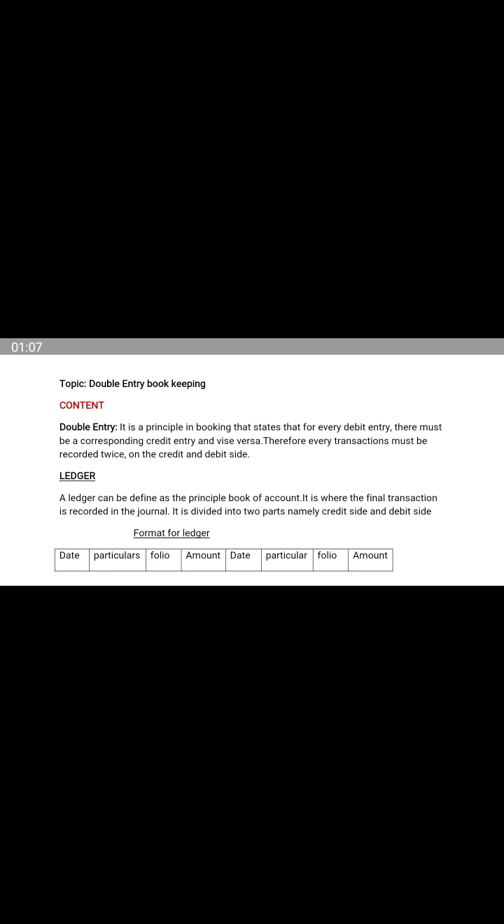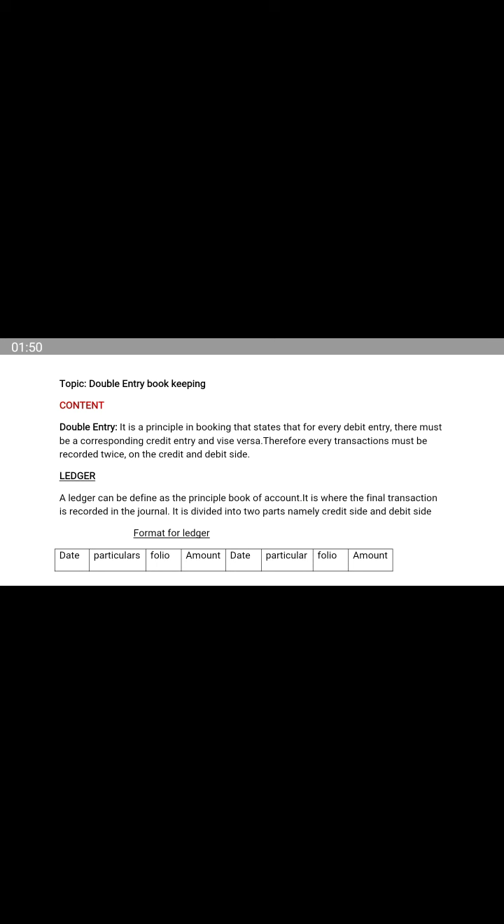Now let's move to what double entry bookkeeping is. It is a principle in bookkeeping that says that for every debit entry, there is a corresponding credit entry, or for every credit entry, there must be a corresponding debit entry. Therefore, every transaction must be recorded twice, both on the credit side and also on the debit side.